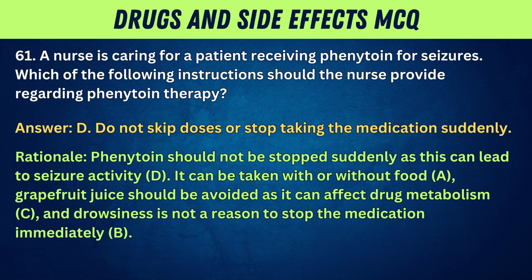Answer: A. Osteoporosis. Rationale: long-term use of corticosteroids like prednisone can cause osteoporosis, A, which may lead to fractures. Diarrhea, B, hypoglycemia, C, and urinary retention, D, are not typical side effects of prednisone.